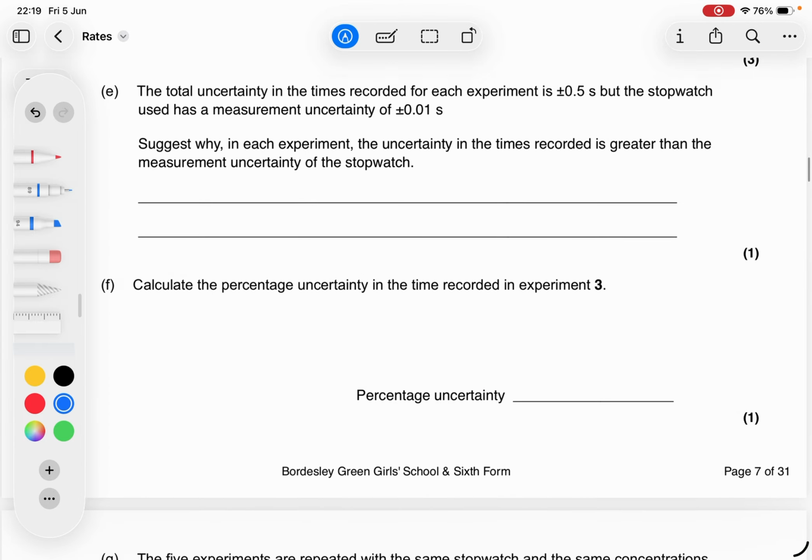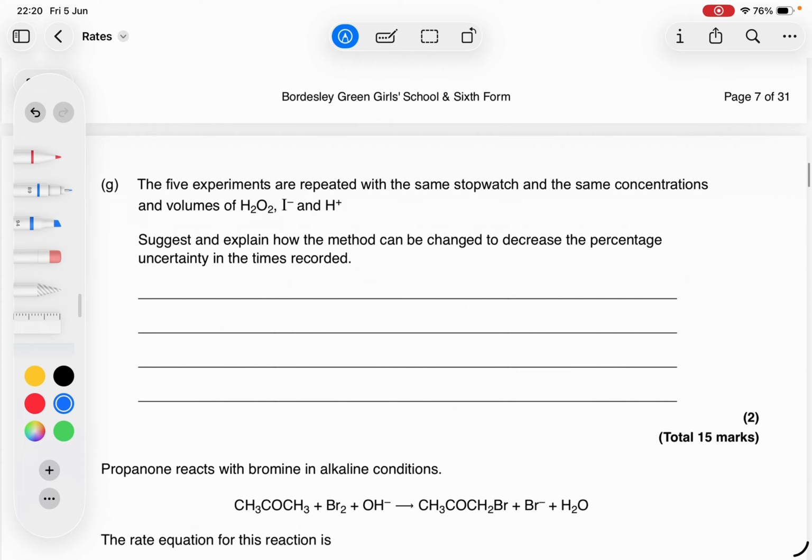Okay, uncertainty, not going to go over this again. G says that the 5 experiments are repeated with the same stopwatch and same concentrations.